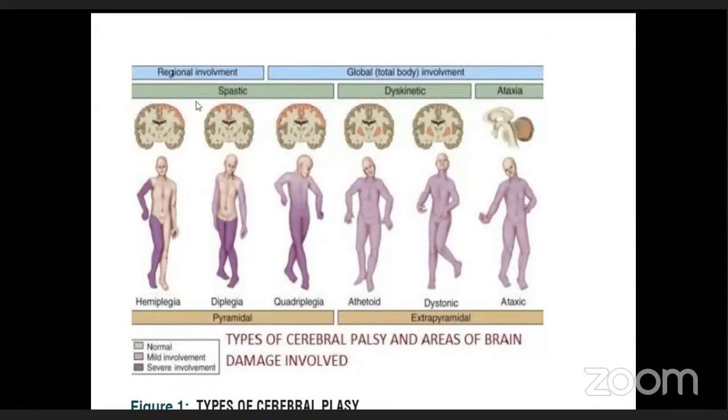So spastic is basically because of gray matter involvement, either of one hemisphere, mainly the upper limbs and the lower limb involvement. Diplegia is when you have more of lower limb involvement, and then you have quadriplegia when both the upper as well as lower limbs are equally affected. Dyskinetic involves deep gray matter like thalamus and basal ganglia. Ataxic is involvement of the cerebellum.